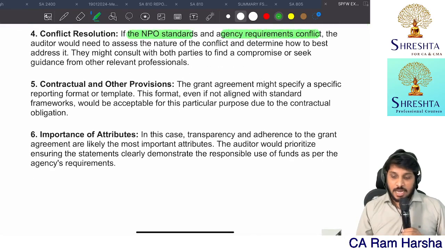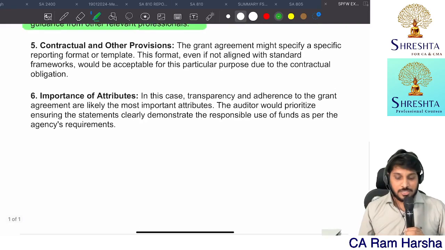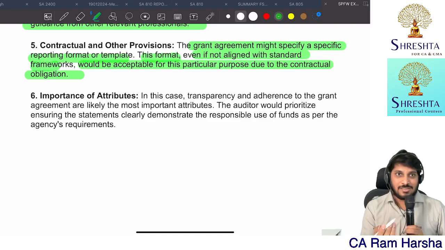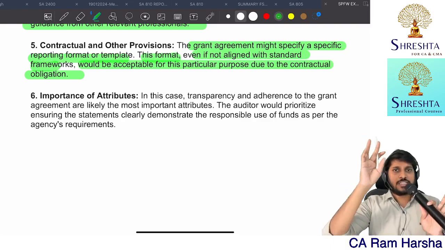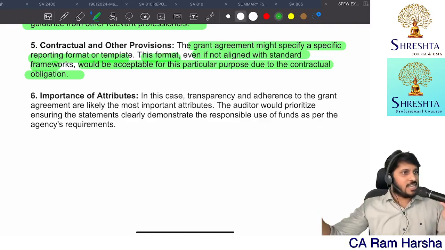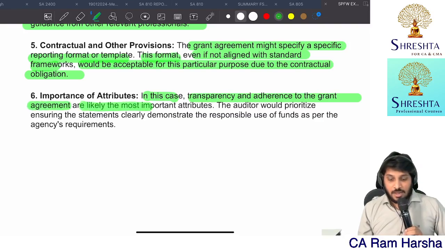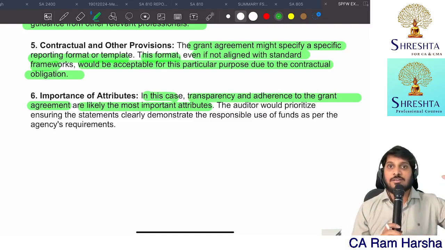If NPO standards and the government agency conflict, the auditor would need to assess the nature of the conflict and determine how best he can resolve it. They might consult with both the parties to find a compromise or seek guidance from other relevant professionals. The grant agreement generally might specify some format or template. The format, even if it is not as per standards, would be acceptable for the purpose of this obligation. Getting it? Because it's a special purpose financial statement. Understand, for special purpose financials, what is right, what is wrong, only the user can decide. Nobody else can decide. In this case, transparency and adherence to the grant agreement are likely to be most important. Rather than the NPO accounting standard, the most important attribute is the grant agreement.